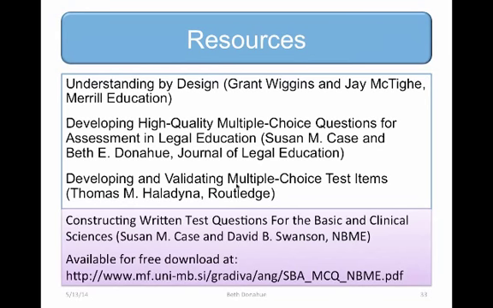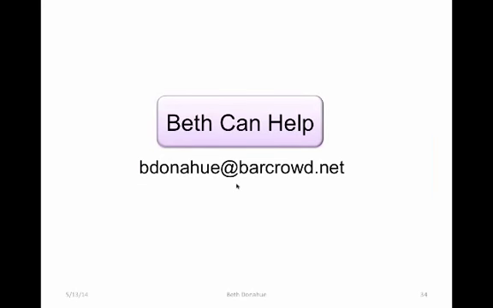I promised you those resources again, so here they are. My favorites are the first one and the last one. Especially that last one, although it's in the clinical sciences, is really good stuff. And then there's my email address for anybody who's interested in asking me more specific questions about the exams that you're using or the questions you're writing. I'd love to hear from you. And thanks everyone for sticking with me.